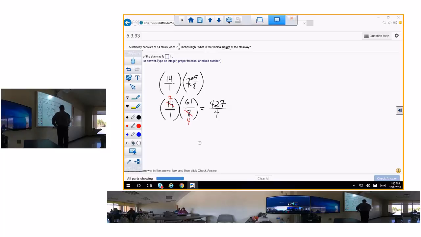So, how many times will 4 go into 4? 1 time. How many times will 4 go into 2? It won't. How many times will 4 go into 27? 6. And leave what left over? Check and make sure it's the 3 remainder. And what's the unit? 106 inches.